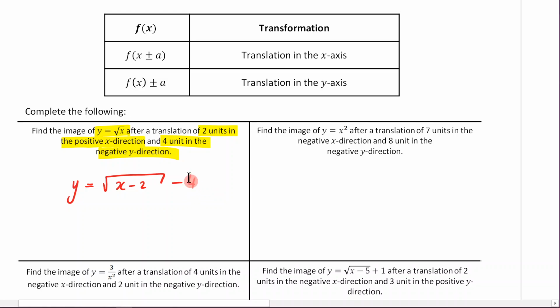Let's now go on to the second one that we've been given, which says find the image of this after a translation of 7 units in the negative x direction. Okay, so what are we going to do here? Into the x spot right here, I'm going to be putting in x plus 7, and all of it is still squared. So into the x spot, I put in x plus 7 because it's 7 units in the negative x direction. And then the second part of this question says 8 units in the negative y direction. This is much easier. We're just going to be subtracting 8 from the function itself. And that right there is going to be our answer.